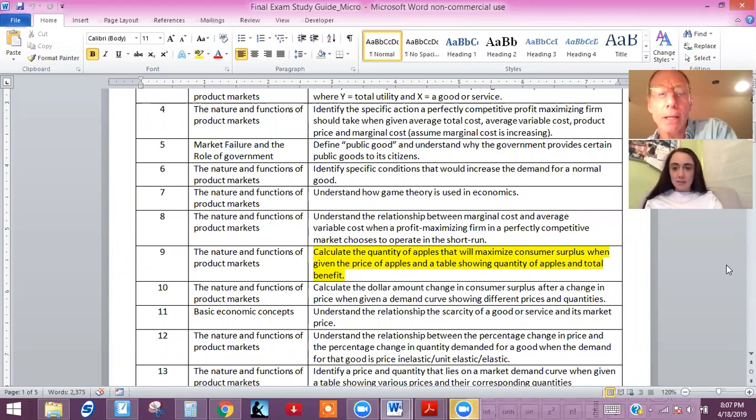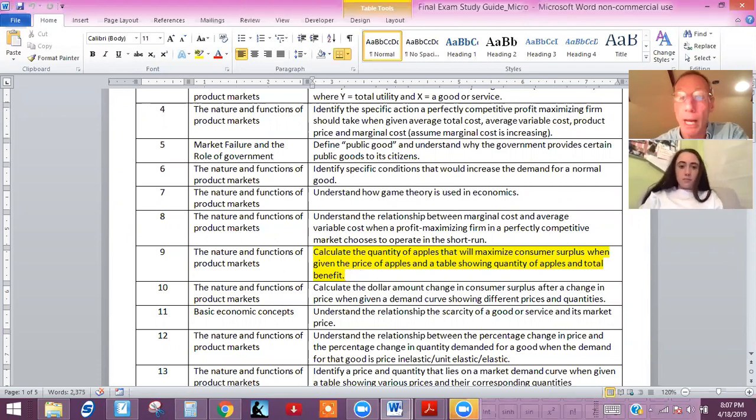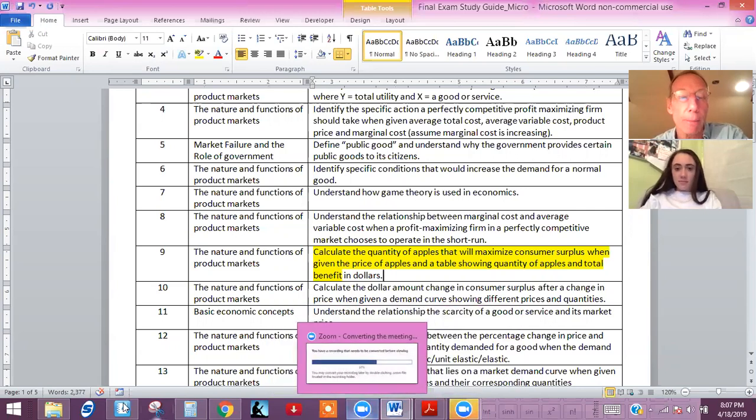Number 9, I said calculate the quantity of apples that will maximize consumer surplus when given the price of apples and a table showing the quantity of apples and total benefit. Now, what I should have added here, and I will now, is total benefit in dollars. So this is a little bit different, okay? So if I were to give you an example, which I'm going to try to do.